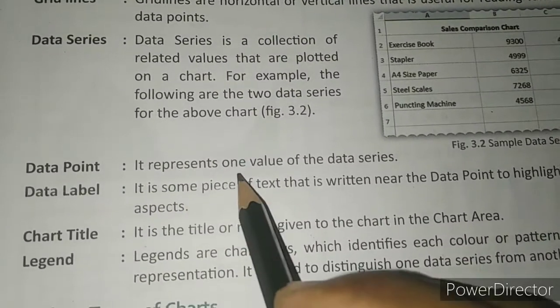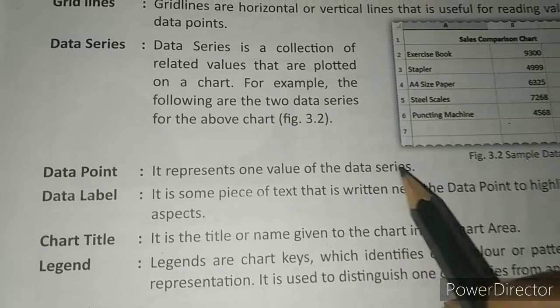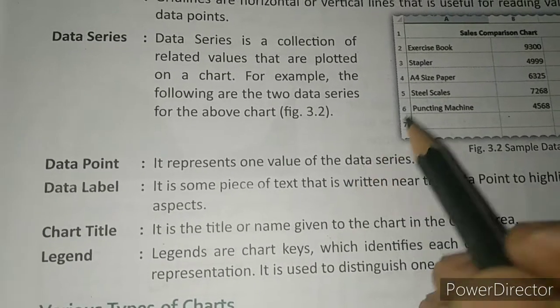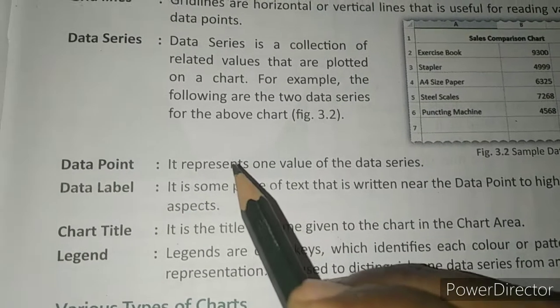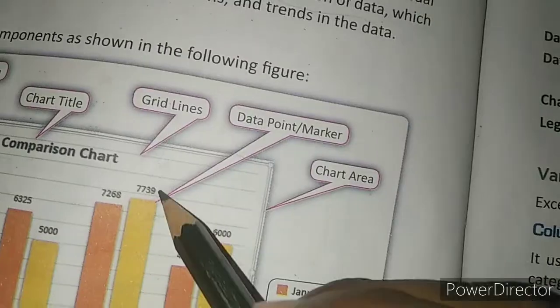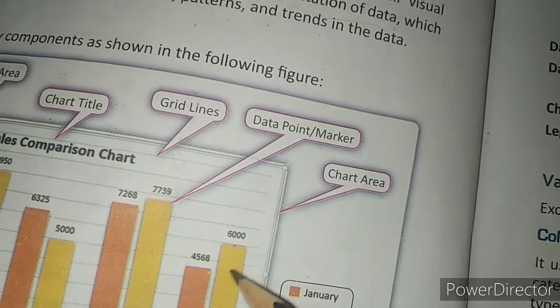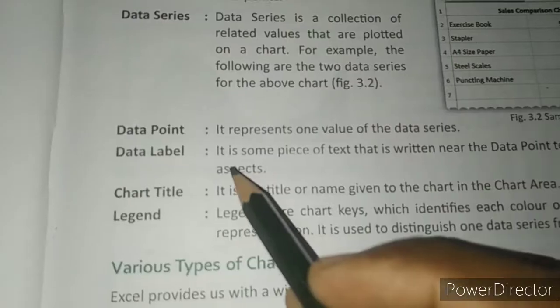Now next thing, data point. It represents one value of the data series, right? It means any value on the data series is known as a data point. This is a data point. This is a data point. This is a data point, right?